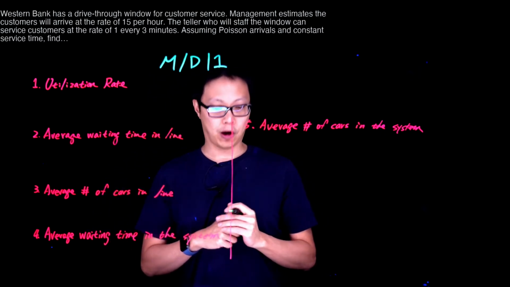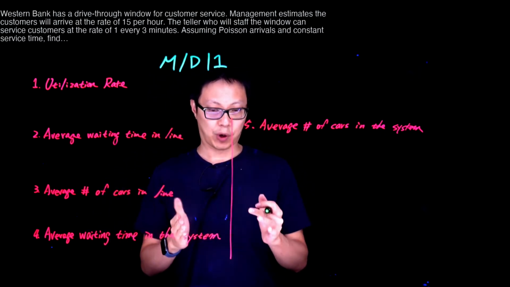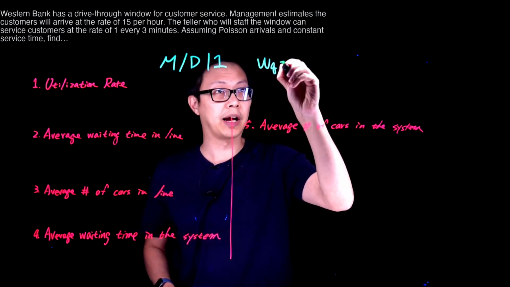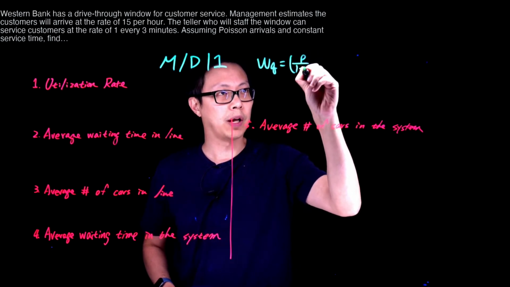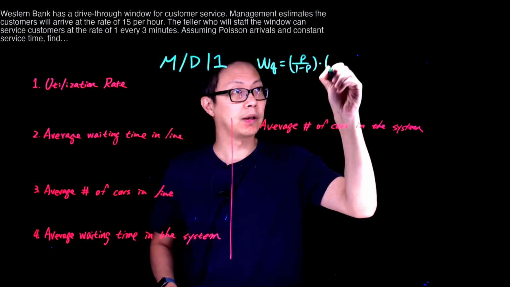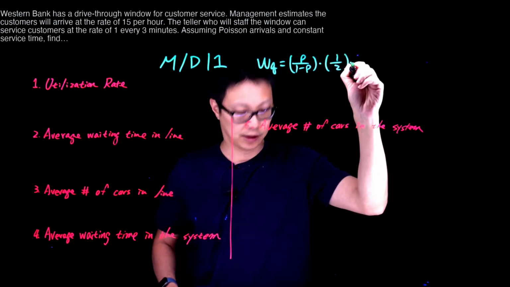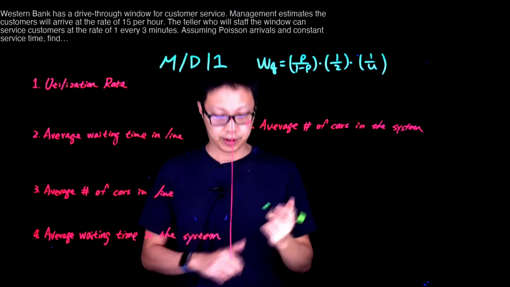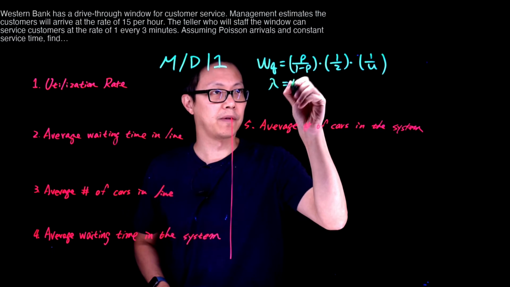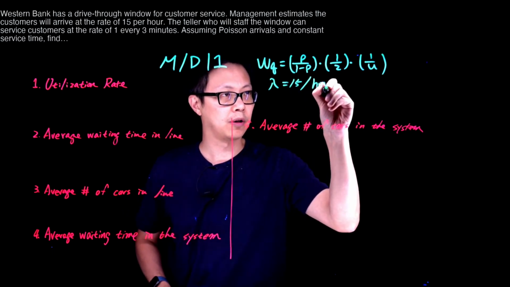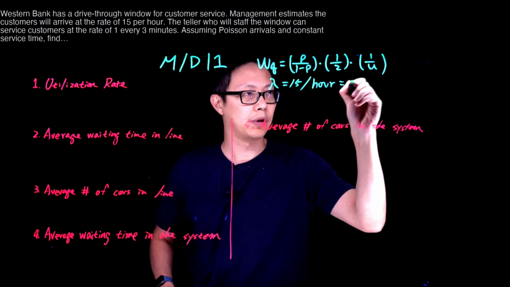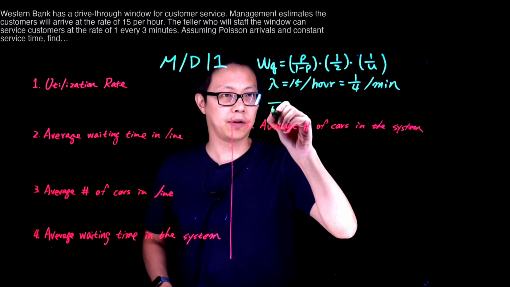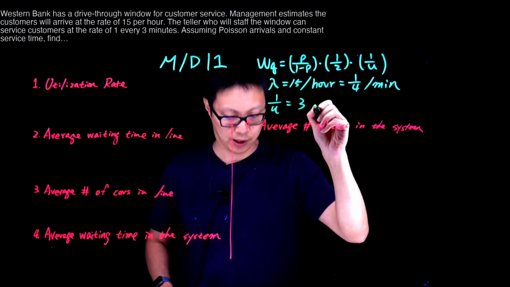Okay, and the only difference between this problem and the previous one is that for the WQ, the formulation now becomes rho over 1 subtracted by rho, times one half, times 1 over mu. All right, so remember, the lambda here will be 15 per hour, or a quarter per minute, and the service time will be 3 minutes.